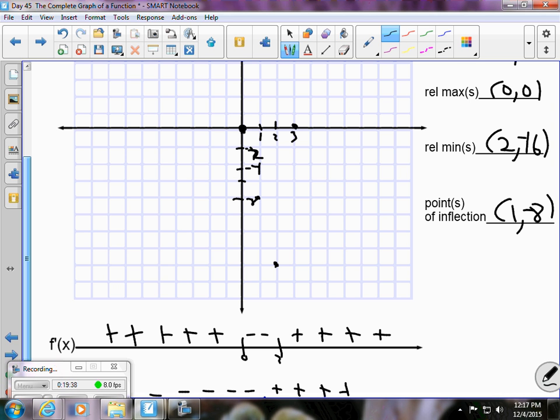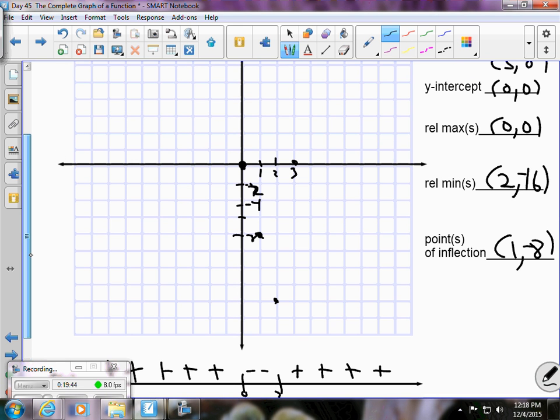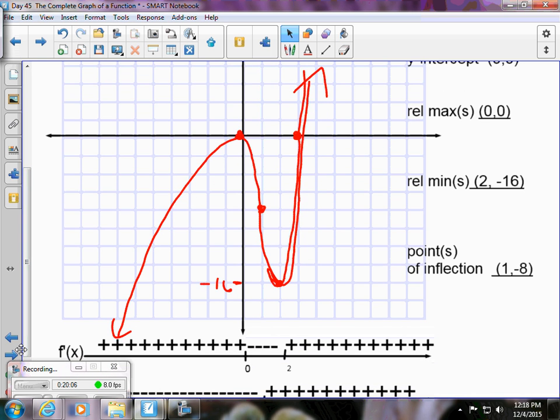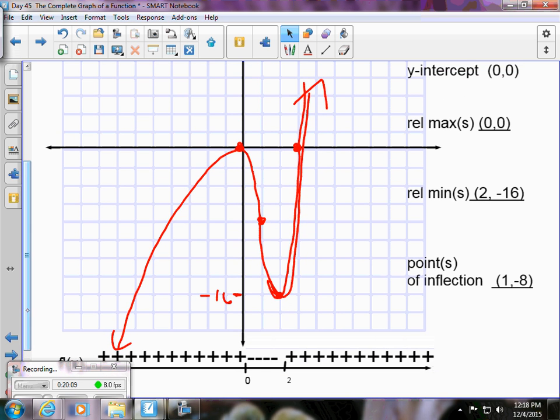Our intercepts, oh, I already have those down. So the key points: our intercepts, the (2, -16), the min, the (1, -8). And if you connected them right with the right shaped pieces according to the signs of the first and second derivative, it should look something like that. An uglier version of that?